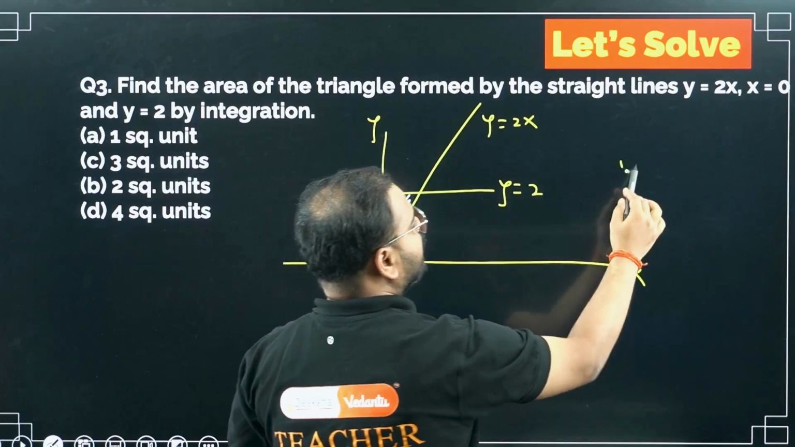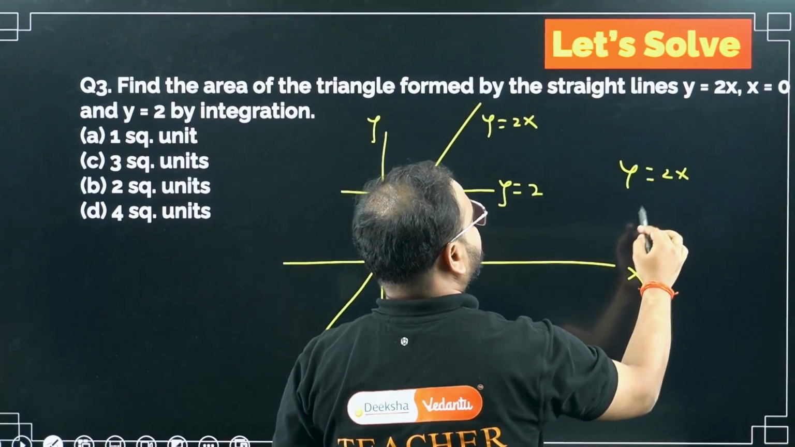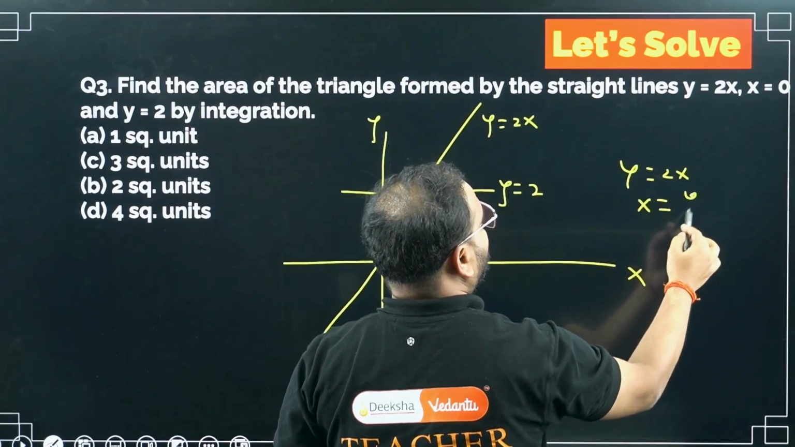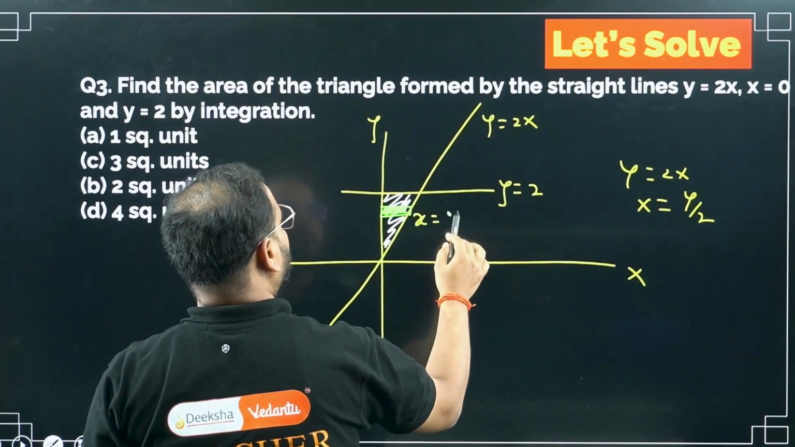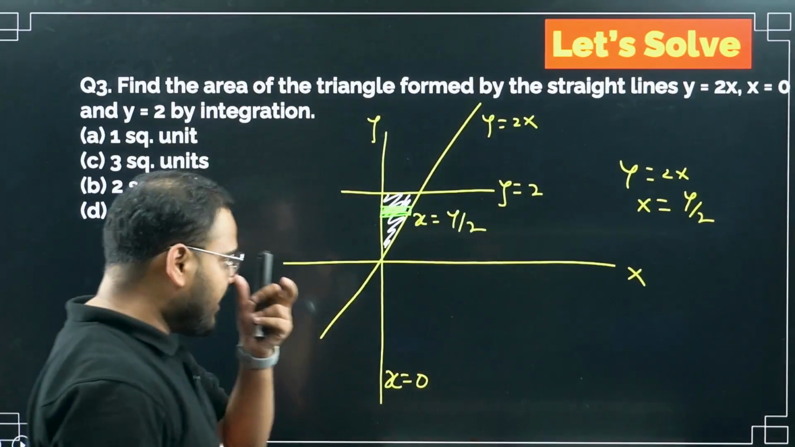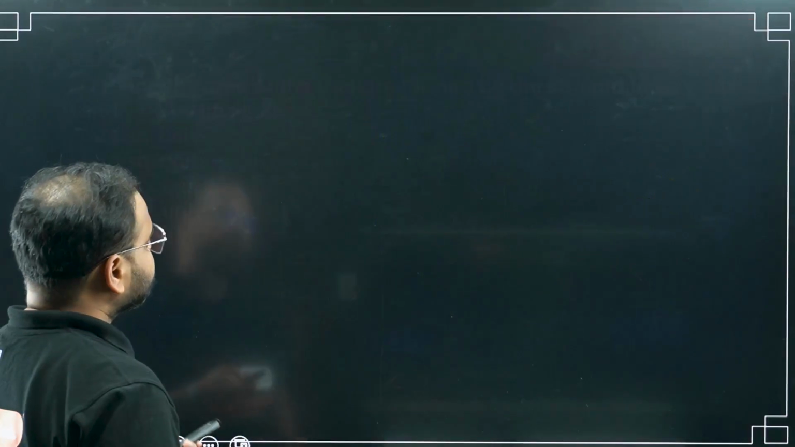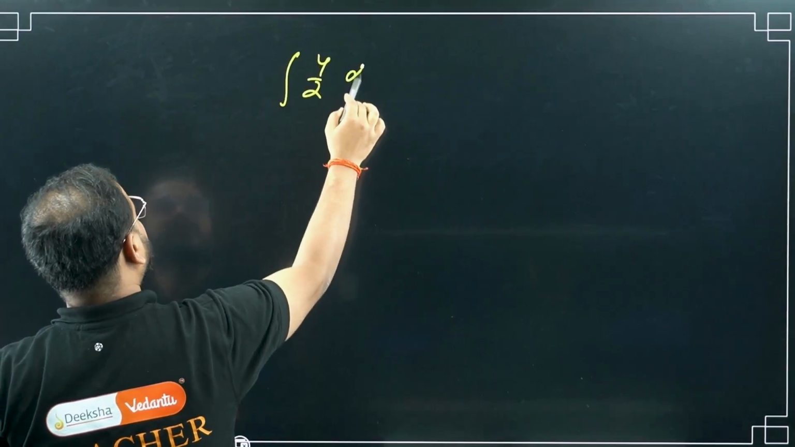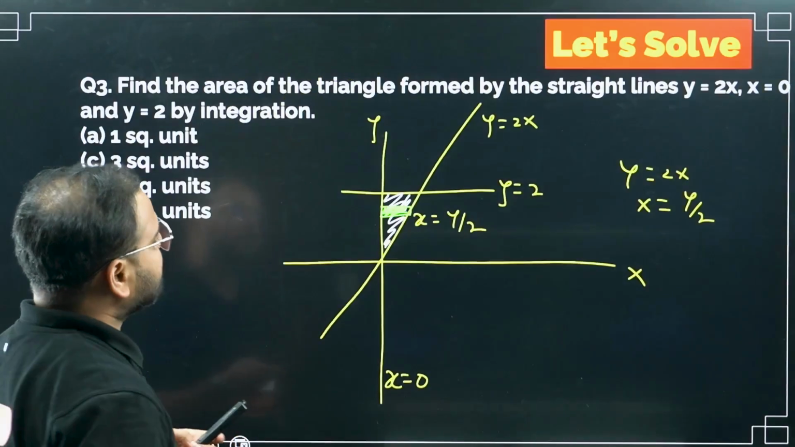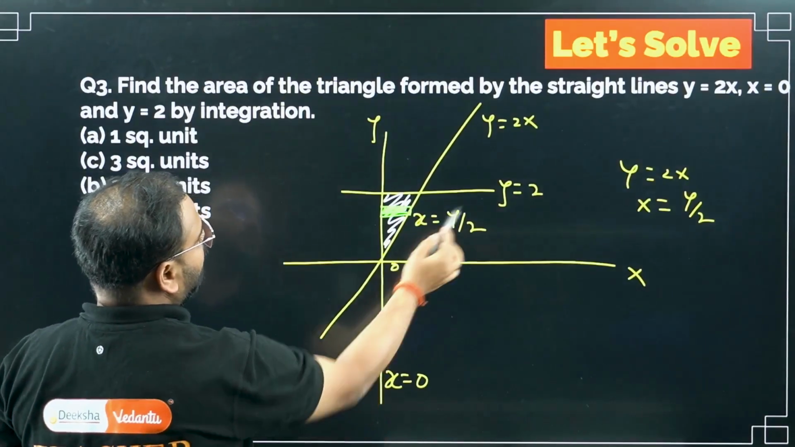So y equal to 2x can be written again as x equals y by 2. So write this function as x equals y by 2. Now I can integrate this. I can write this as the integral of y by 2 dy. What's the limit? From 0 to what?